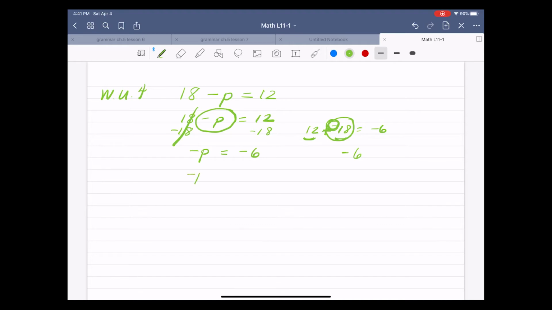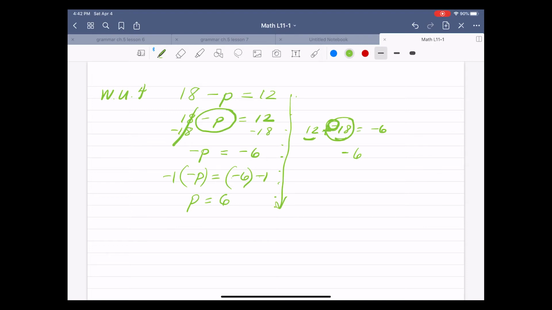Now we're left with negative p equals -6, and we're simply going to multiply both sides by -1 so that our answer can be a positive p equals -6 times -1 is 6. Notice all of these lines of work, I'm going straight down from the top down. I'm showing all my work.